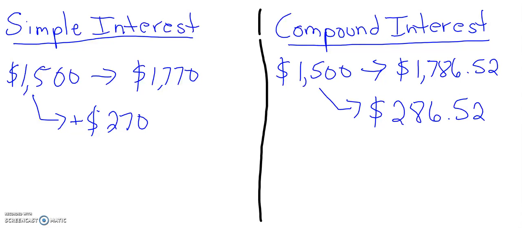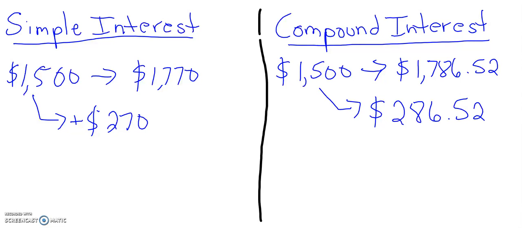So let's recap and compare the two investments. Remember, this was a situation where you would be without your $1,500 for 3 years. Under a simple interest investment, for those 3 years, you end up with $270 at the end, with a total of $1,770 that you get to put in your pocket.